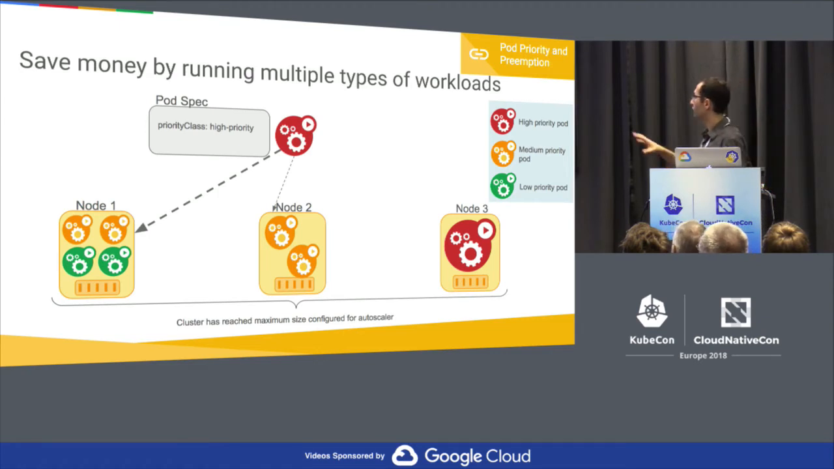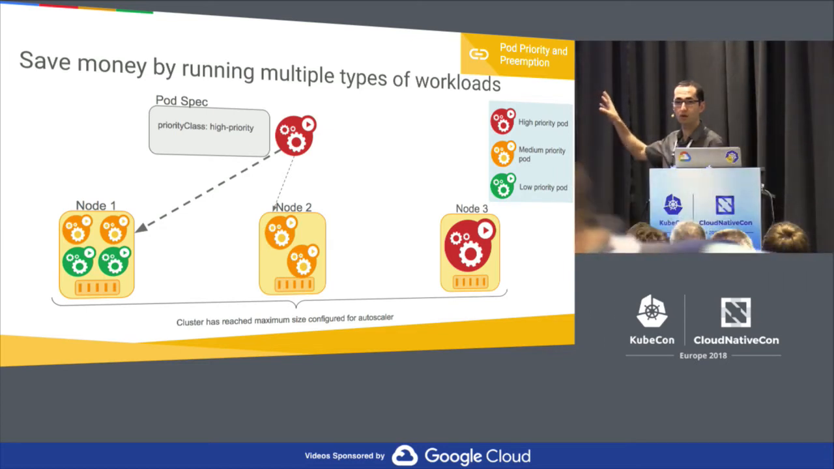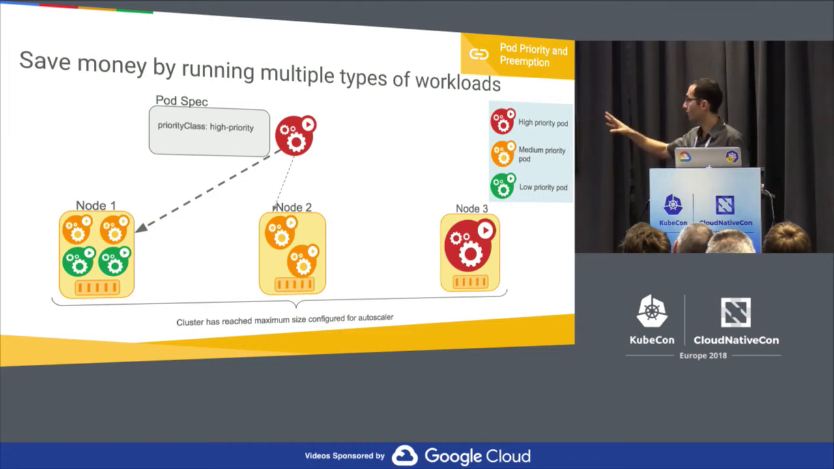Scheduler will never try node 3 because it's also running a high priority pod. The scheduler never preempts a pod with the same or higher priority. But node 2 and node 1 are possible candidates for running this high priority pod because they are running pods with lower priority than this one.